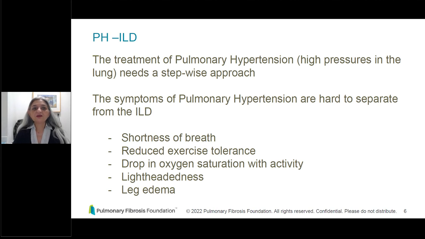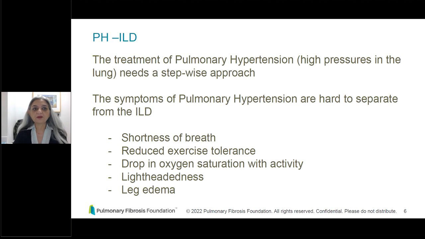As you already heard, there can be many symptoms associated with pulmonary hypertension, and the treatment of pulmonary hypertension needs a stepwise approach to the management. Sometimes these symptoms are hard to separate because the interstitial lung disease itself causes shortness of breath, reduced exercise tolerance, drop in oxygen saturations with activity, lightheadedness, and leg edema. So the first step for the physician is to separate out what is causing these symptoms.